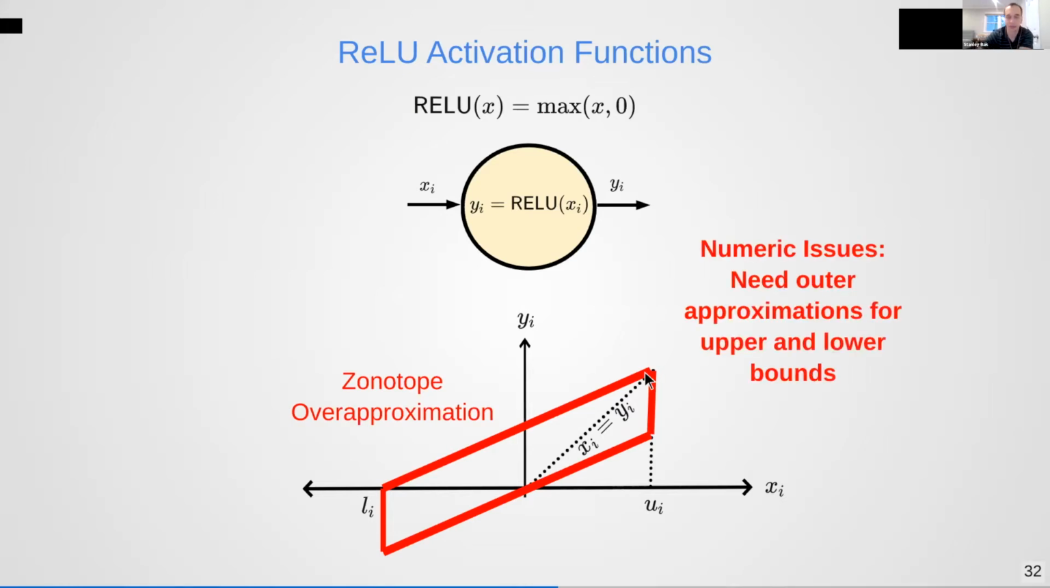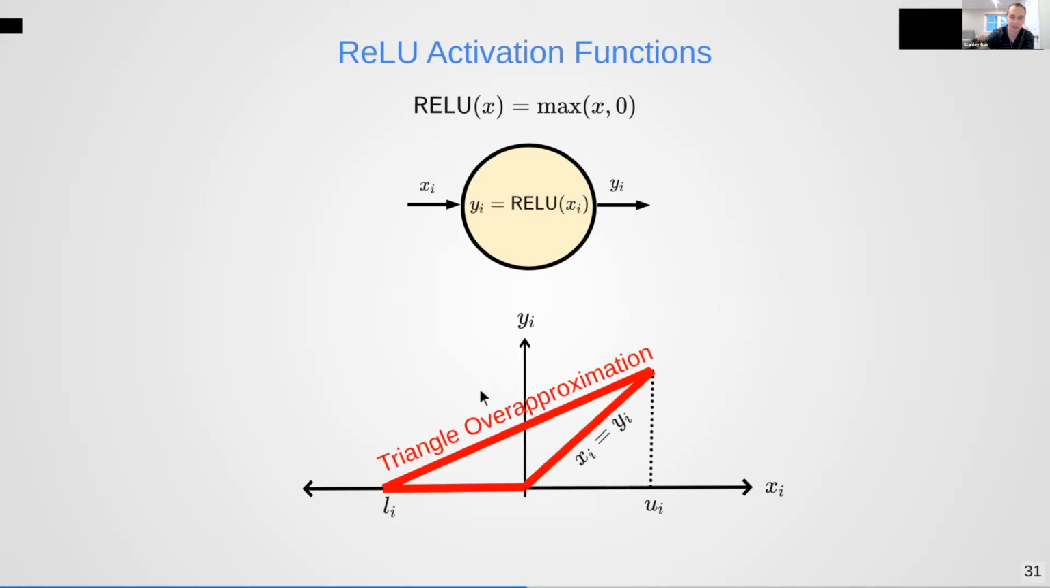And so there's numerical issues with these two. In particular, we need outer approximations for these lower and upper bounds to compute over approximations exactly. So the case I described before too, where say you computed the upper bound and the upper bound was greater than 0, but it was just slightly greater than 0. It was like 10 to the minus 7.